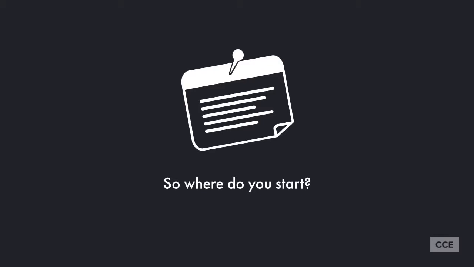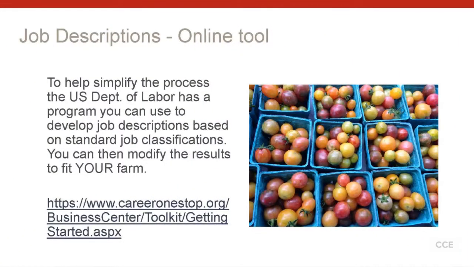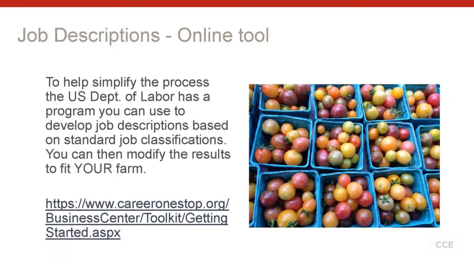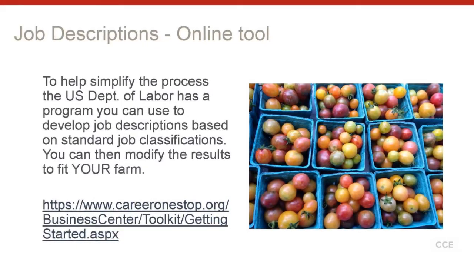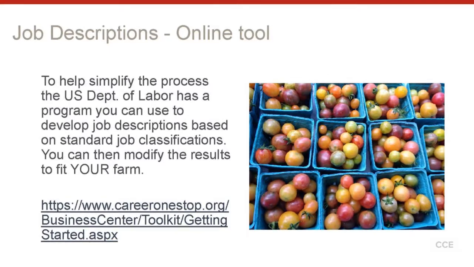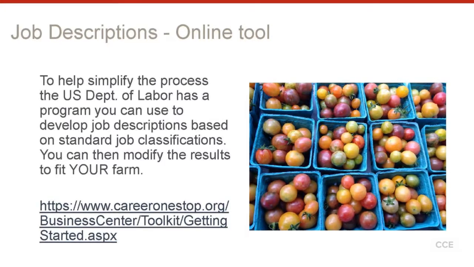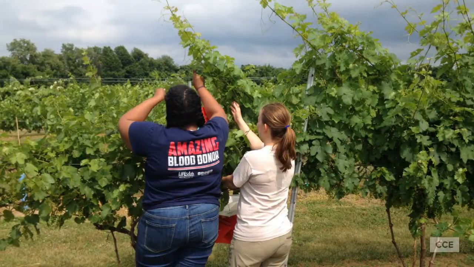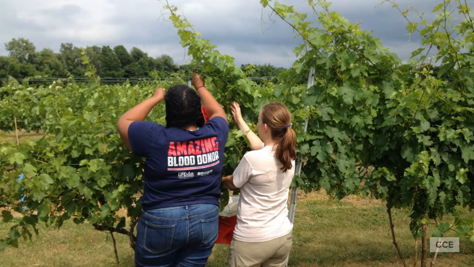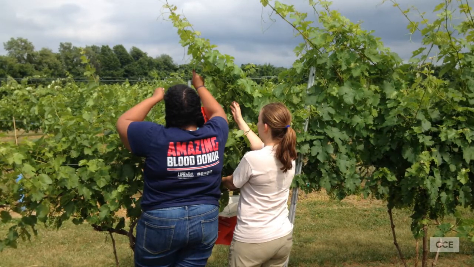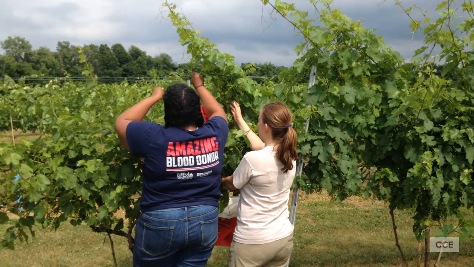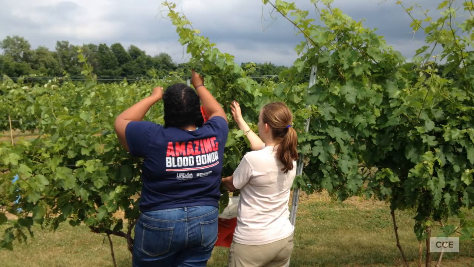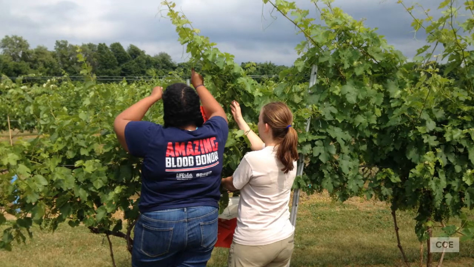So where do you start? The Department of Labor has an online tool that you can use to develop job descriptions as a starting point. You can then revise the language for your own farm. You should also include your employees in the process to ensure that the job description you're writing is accurate as to how they see their jobs. This can also help start a conversation about work expectations.